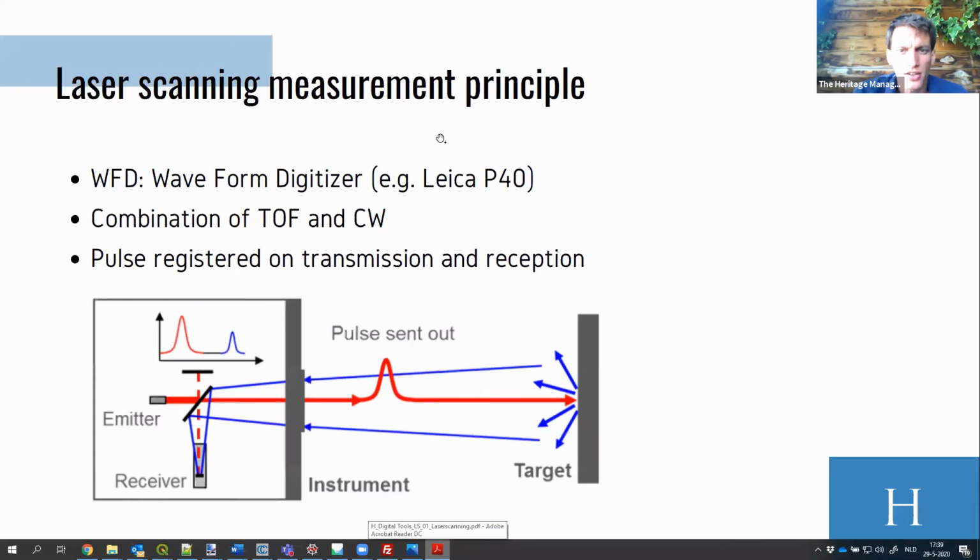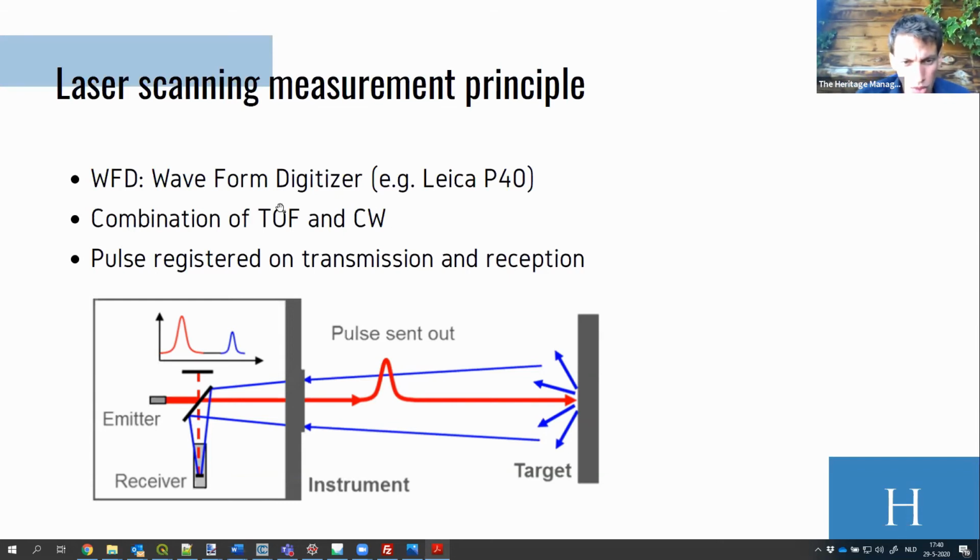More recent laser scanners like the Leica P40 or the P50, and there are many other laser scanners that implement this system nowadays, combine the two advantages of both types of laser scanning, both the pulse-based laser scanners and the continuous waveform laser scanners. These are much more accurate because you can really measure on the wavelength itself, whereas these other types of laser scanner, like I said, have the possibility to measure over very long distances.